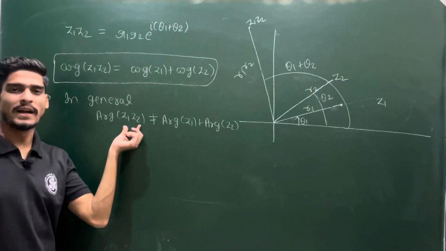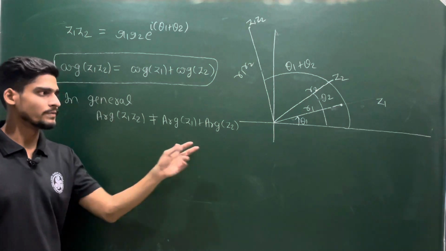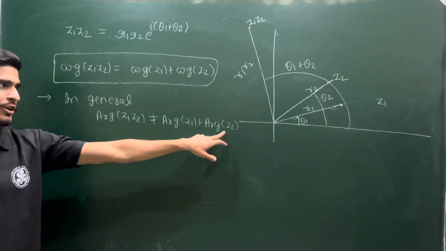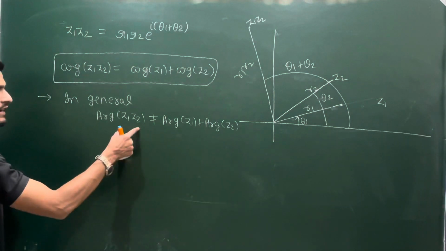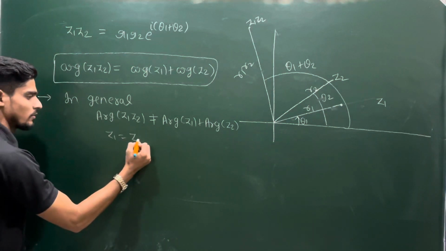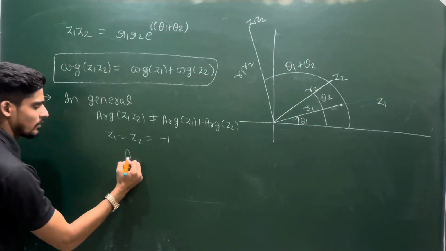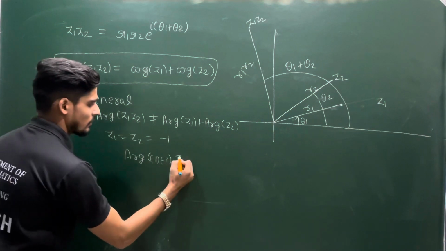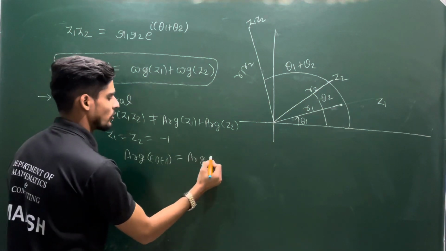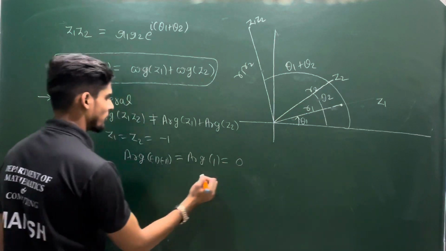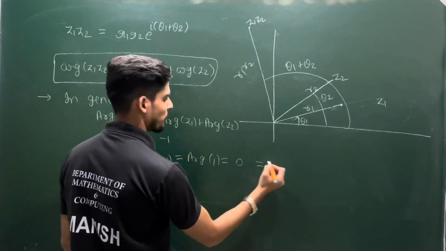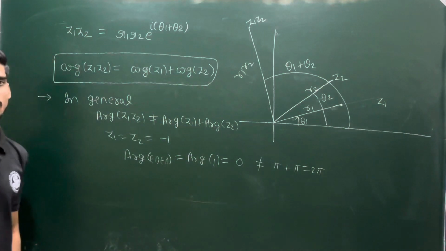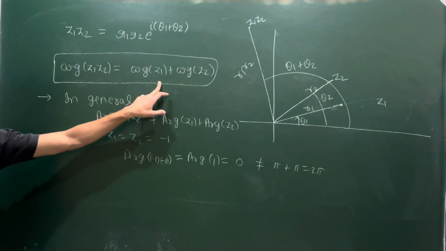Then minus 1 into minus 1 will be plus 1, and the argument of a positive number will be 0. And here your argument will be pi, here your argument will be pi. So both will give 2 pi, and here you will have 0. So the argument of minus 1 into minus 1 will be the argument of 1, which is 0, but here you will have pi plus pi, which is 2 pi. So these two are not the same. So for the principal argument, this equality is not true in general.